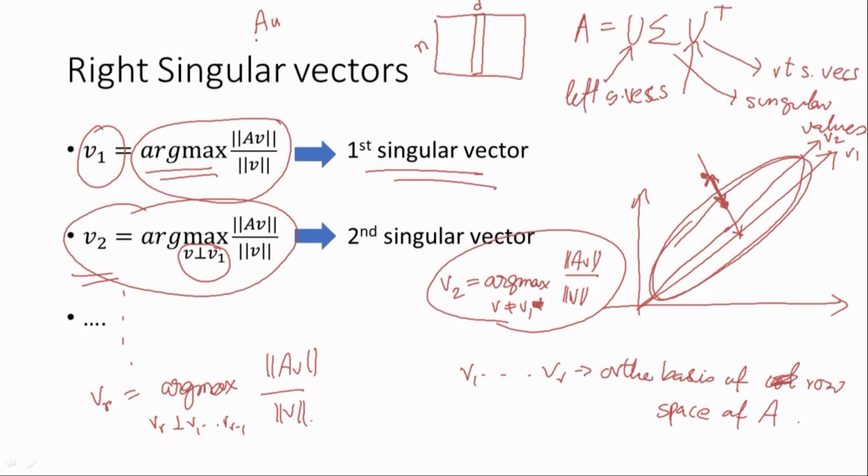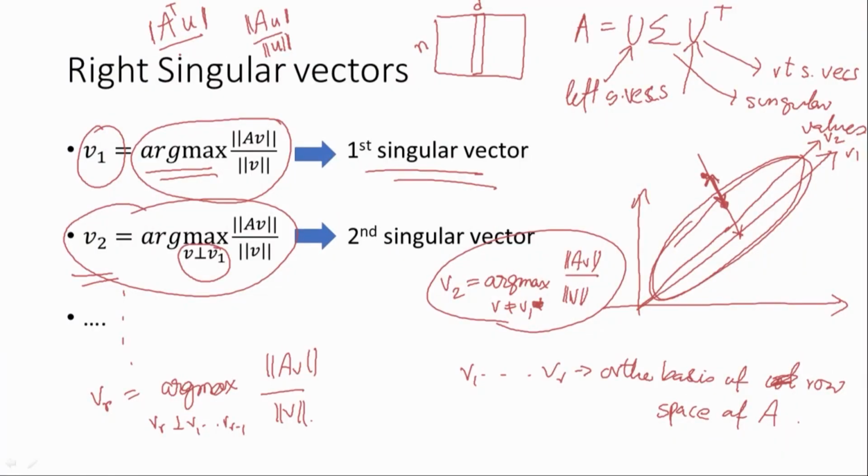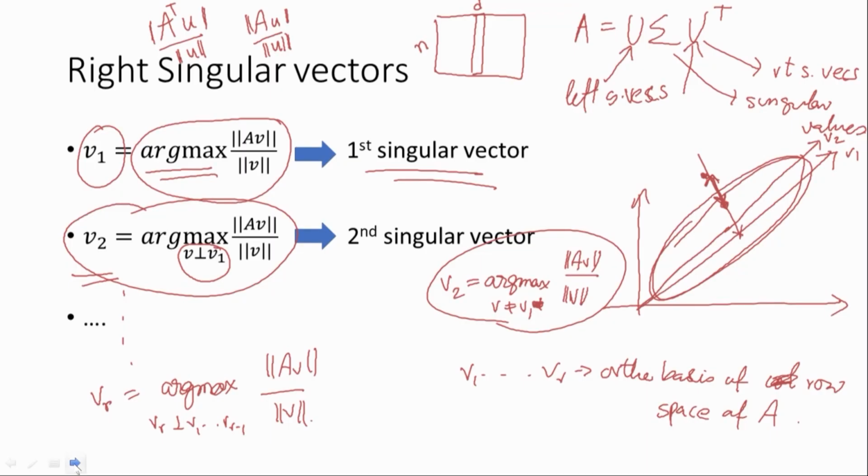See, there's no difference between writing norm of AV and norm of AU. You're just changing the name of the variable, right? So you're close, I think you have the right idea, but A transpose. So A transpose U by norm of U, right? That's what we need to do. And what would you get? You would get the left singular vectors of A, right? You would get U1, U2, U3, etc.